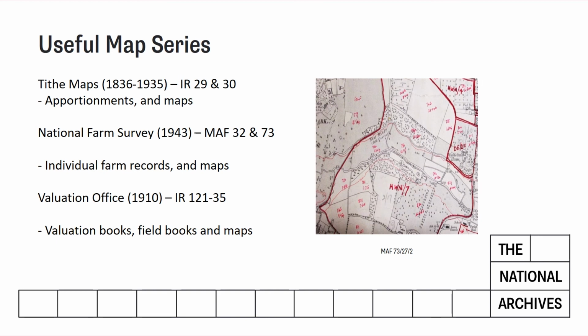The National Farm Survey, which is useful if you are interested in life at home during the Second World War, and the Valuation Office survey, which was taken just before the 1911 census and gives a different perspective on settlement from that point in time.